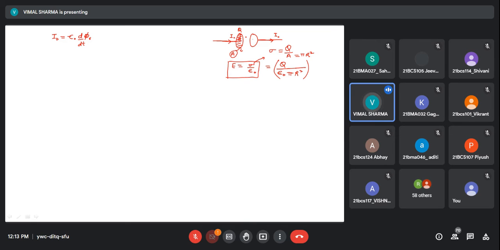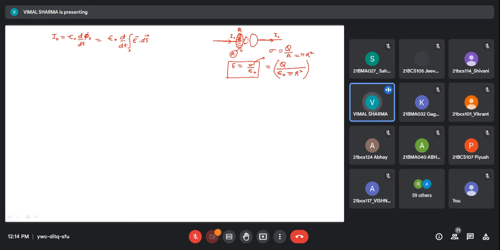And what I said, we are interested in d by dt of phi, that is electric flux. I can draw any imaginary area here, and you can see this is my imaginary area. What is the flux linked with that imaginary area? That will decide the magnitude of displacement current between the plates of the capacitor. I know flux is epsilon naught times d by dt of the integral of E dot dS. This is the electric flux.